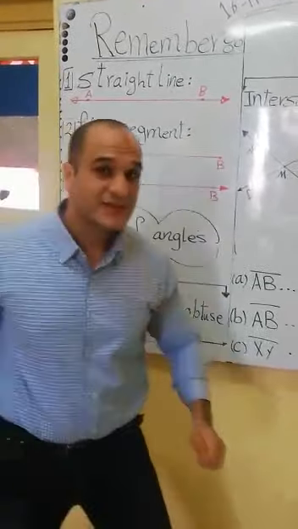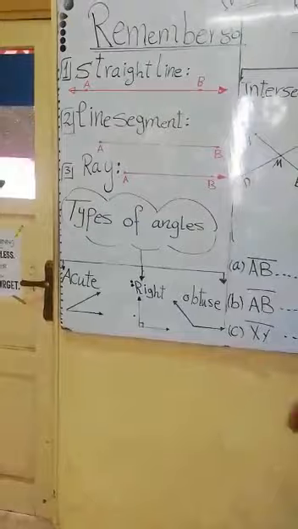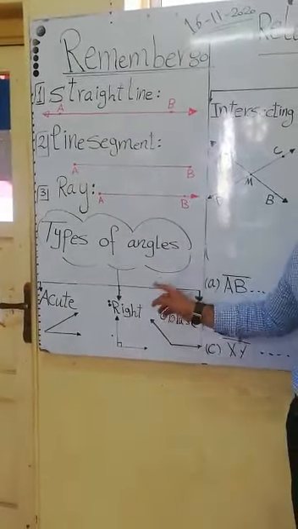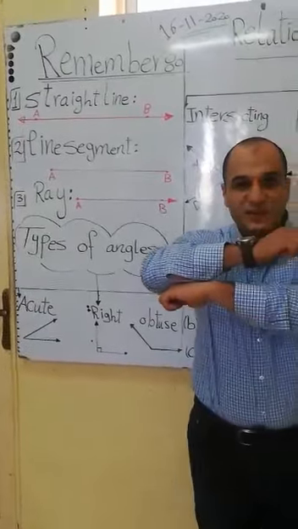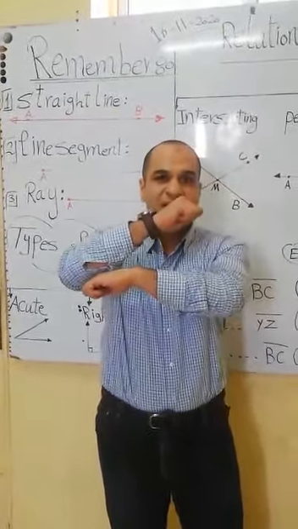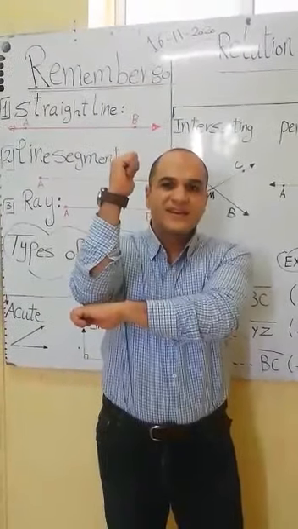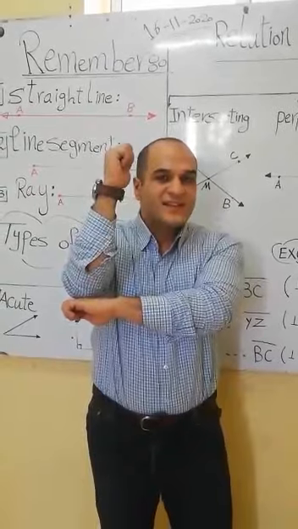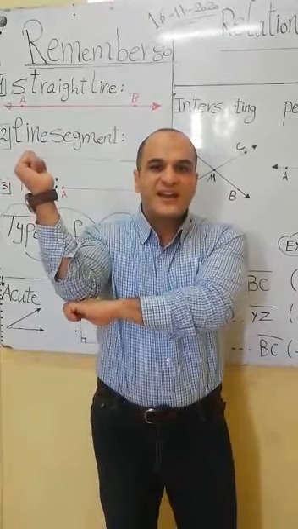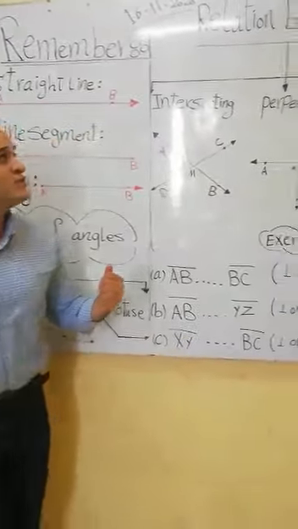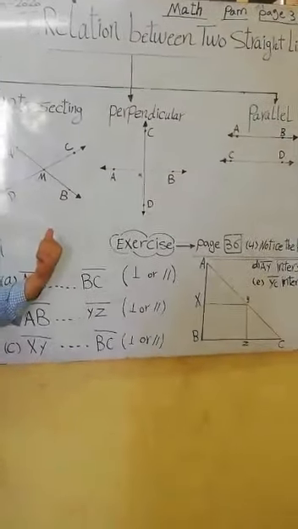Second, we have learned the types of angles. The first angle is the zero angle, and the second is the acute angle. The third is the right angle. And the last angle is the obtuse angle. Now let's show the relation between two straight lines.